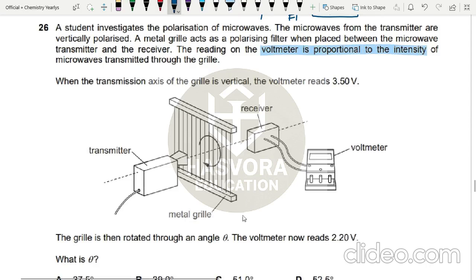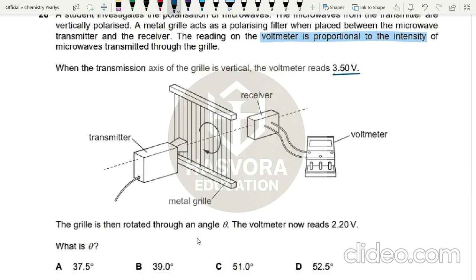Now when the transmission axis of the grill is vertical, the voltmeter reads 3.5 volt. So this is the unchanged voltage, or you can say the incident intensity, the intensity before there is any change. The grill is then rotated through an angle theta. The voltmeter now reads 2.2 volt. So what was the point of saying that the reading of the voltmeter is directly proportional to the intensity? They want you to take this voltage as the intensity. So this will become 3.50 I, the unchanged intensity that is incident, and this is the changed intensity, which is 2.20 I.